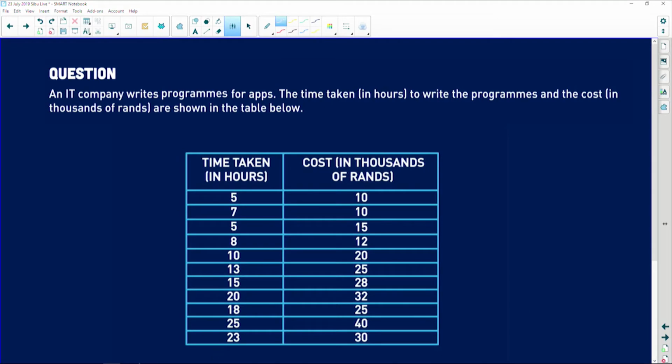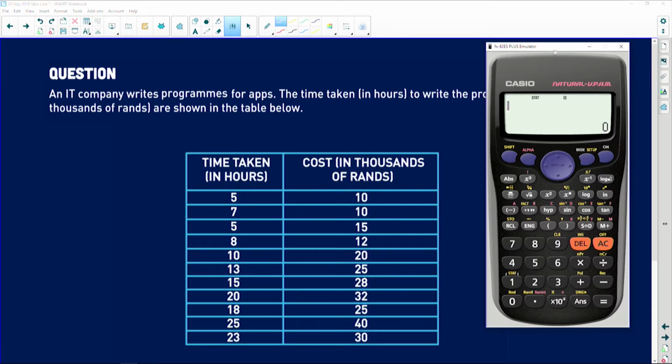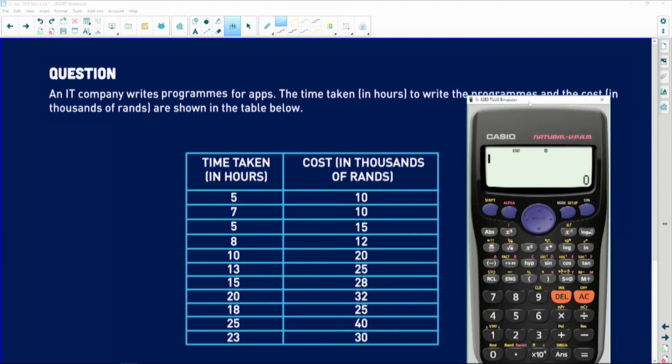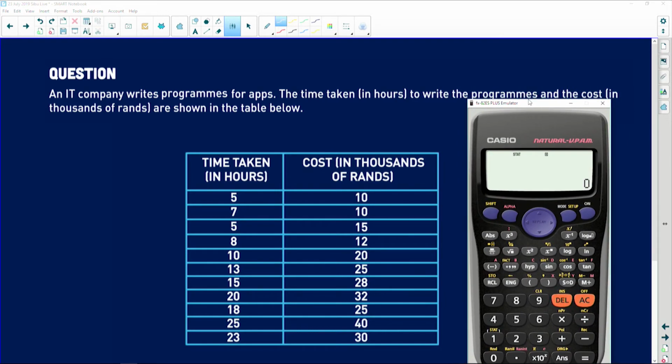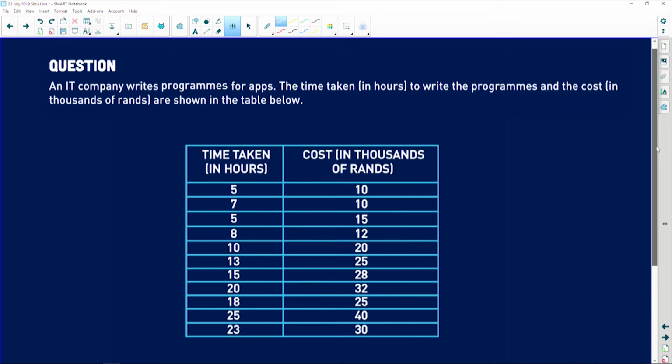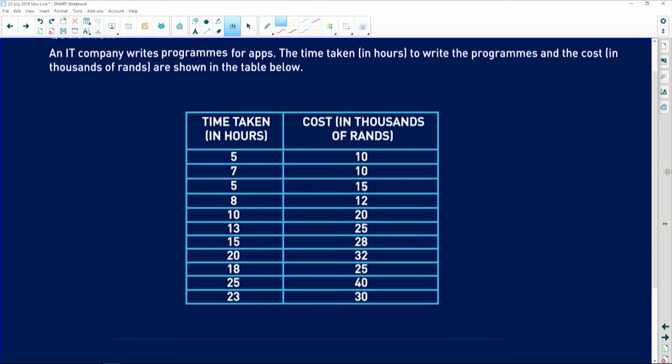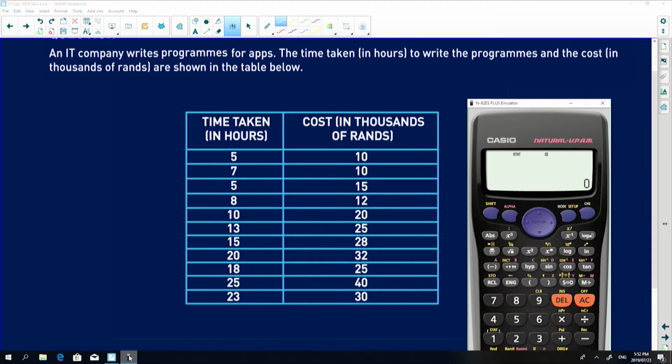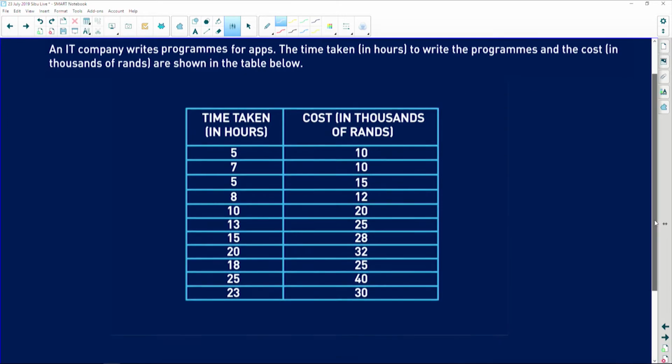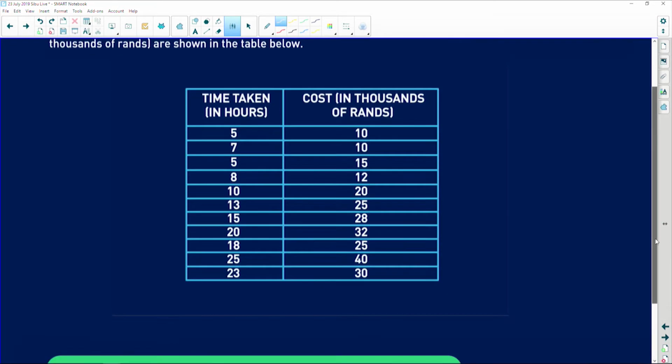So now let's jump right into this question and see how we can actually retrieve those 7 parameters that I'm talking about. You'll notice that more often than not, all the answers are basically appearing in those 7 parameters that I'm actually claiming right now. All right, so according to this question, we are told that an IT company writes programs for apps. The time taken in hours to write the programs and the cost in thousands of rands are shown in the table below. Now, before I even look at the questions, I normally want to insert all this information in the calculator and then get my 7 parameters of regression. But then let's move on and see what the questions are.